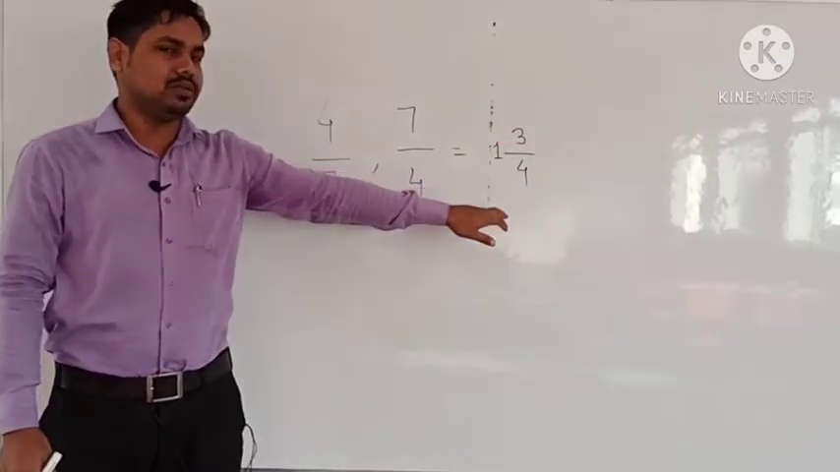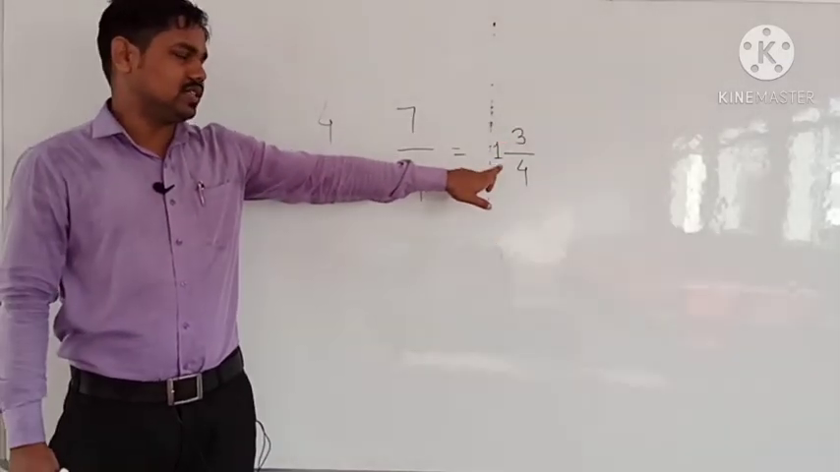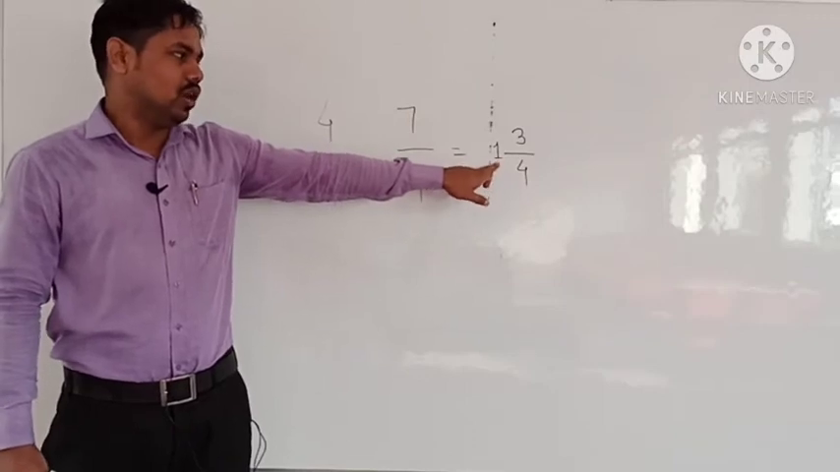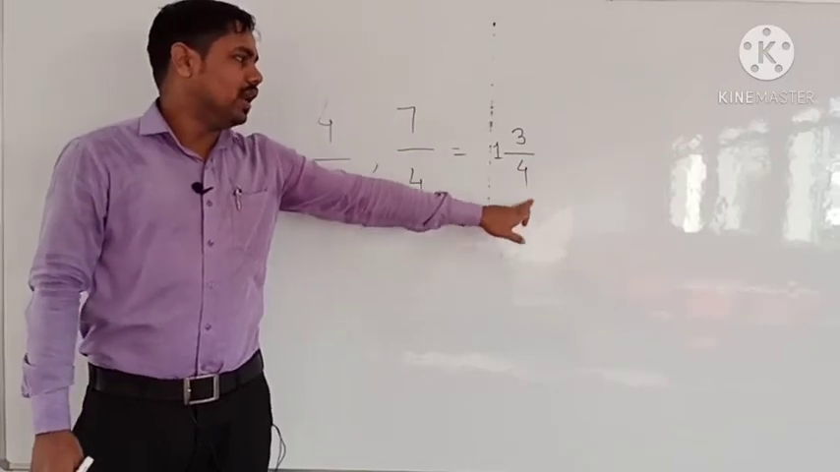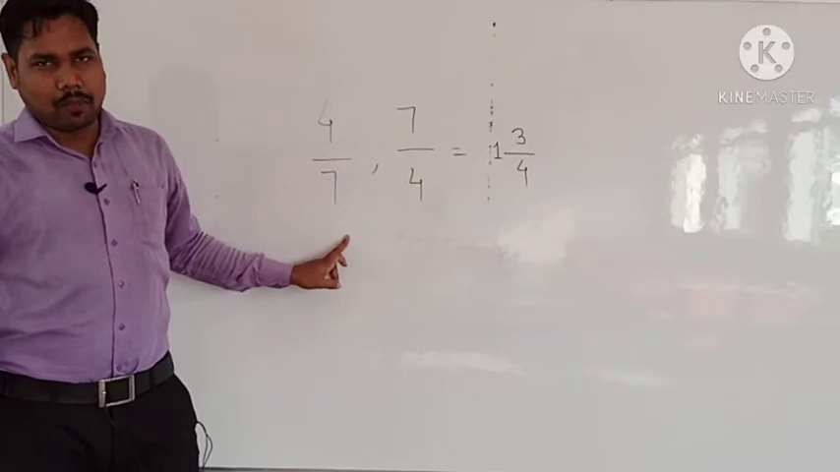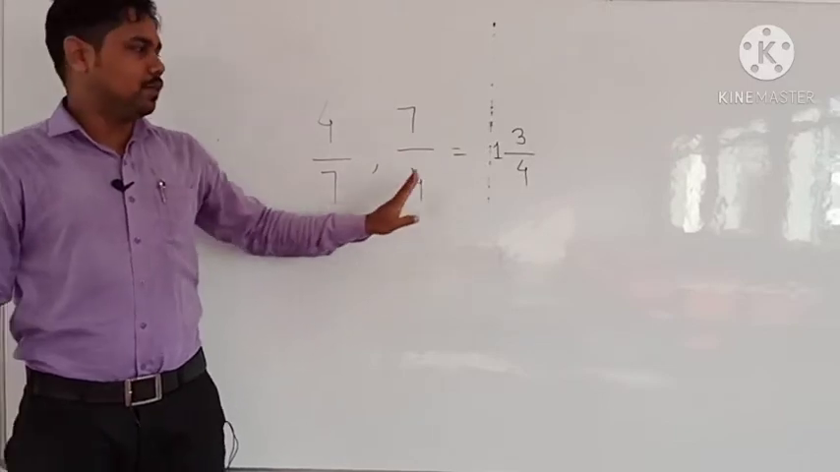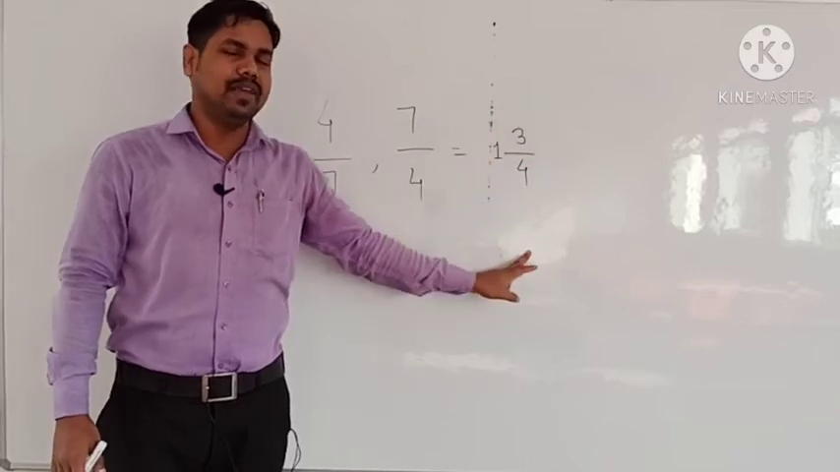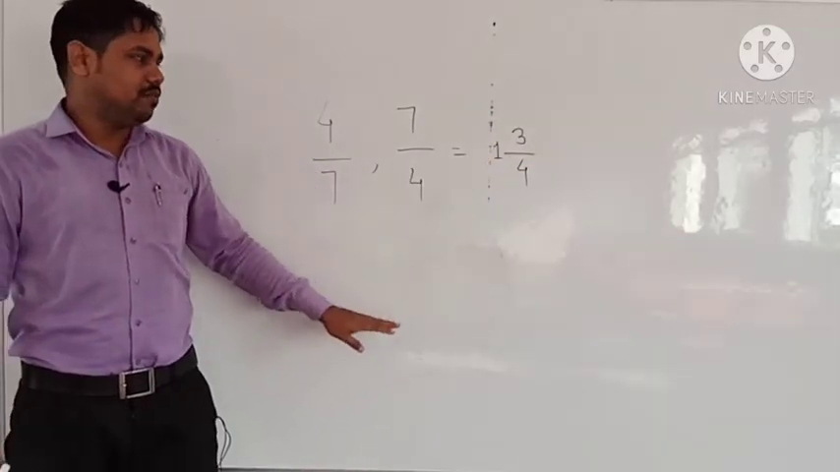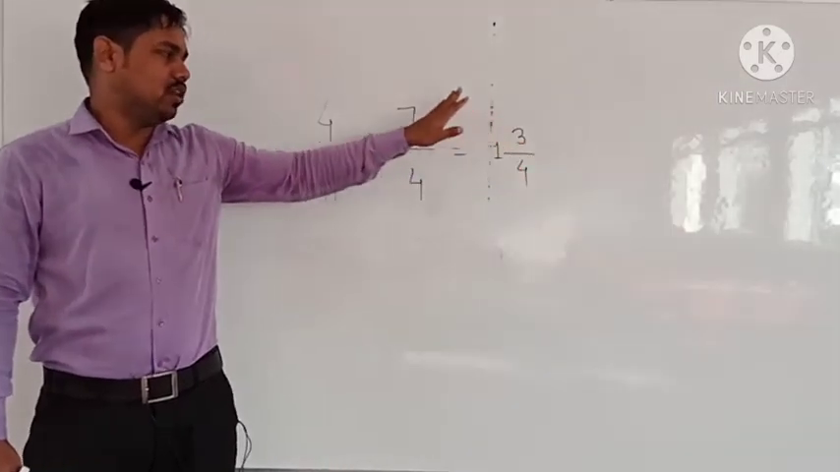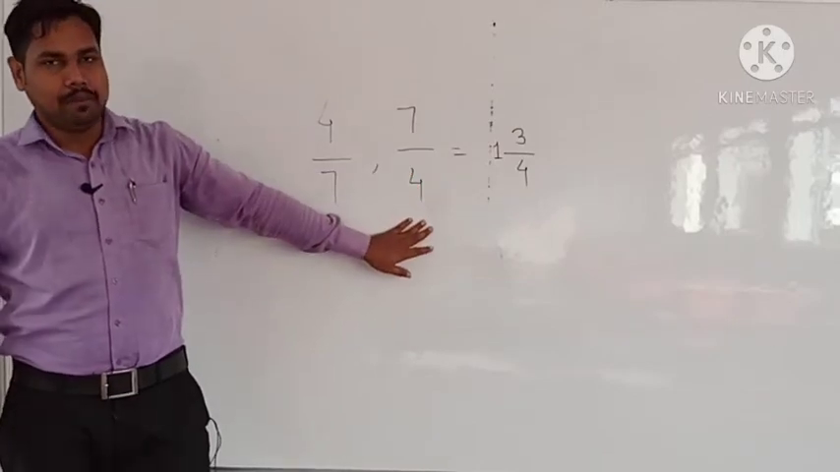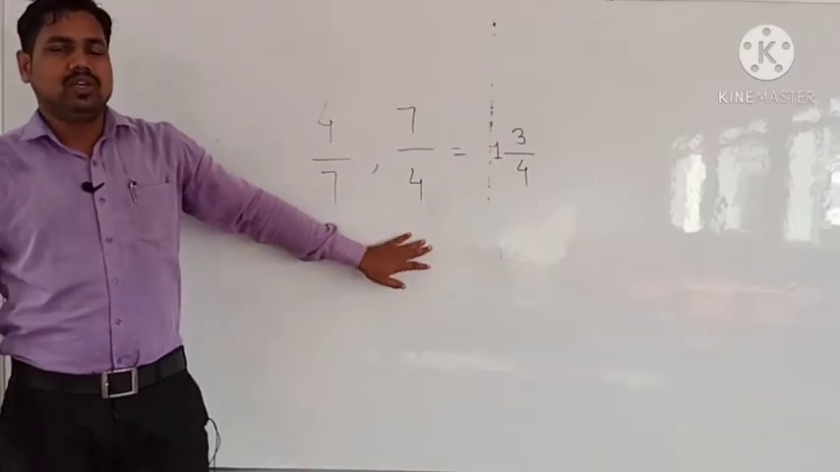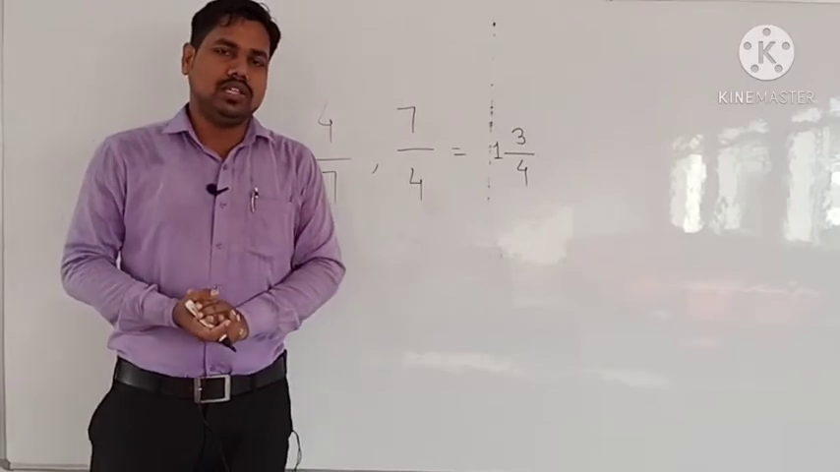Why is it a mixed fraction? Because this includes one whole number and one proper fraction also, right? So the proper fraction and whole number, when you mix together, this becomes the mixed fraction. And if any number is given in mixed fraction, you can also convert it into an improper fraction, right? So this is all about the things which we have learned.